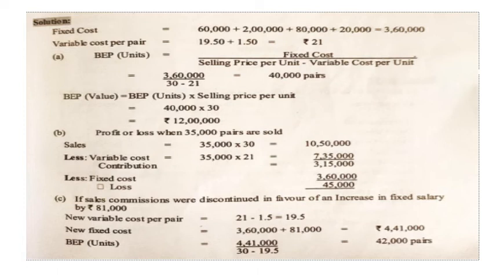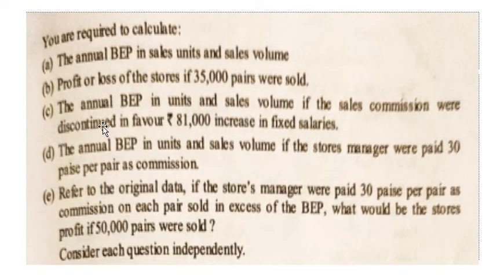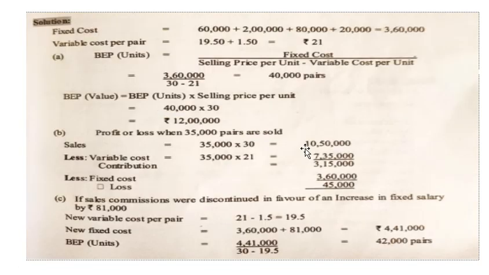So the C question: they have asked us the annual break-even point in units and sales volume if the sales commission were discounted in favor of an 81,000 increase in fixed salary. So here the sales commission is removed and there will be an increase in fixed salaries by 81,000. Then what will be the break-even point? That is what we are going to calculate now.